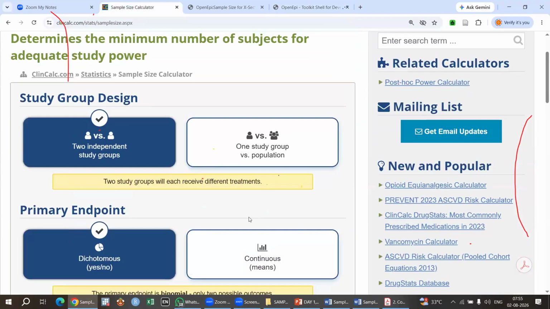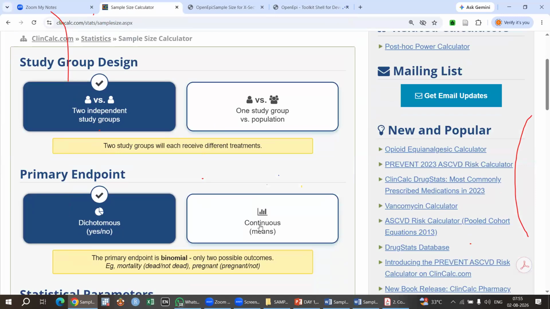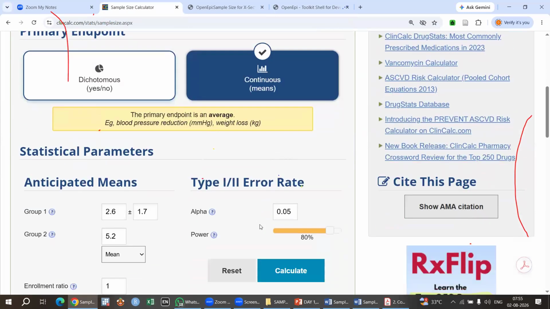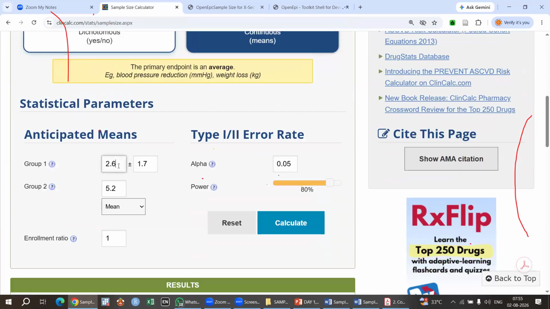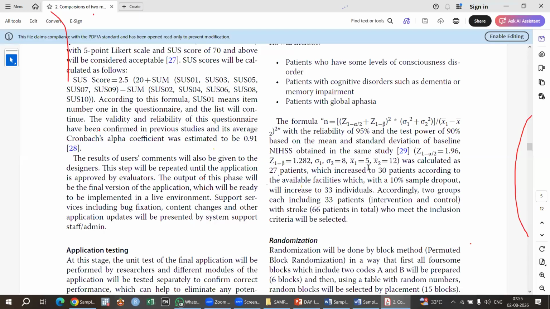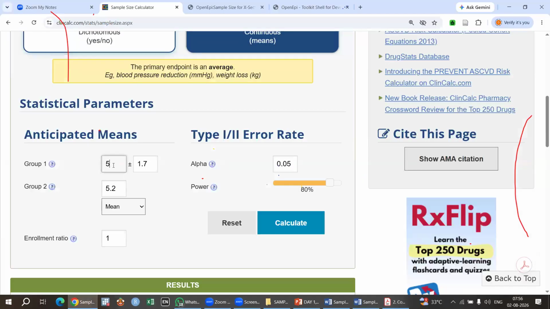In this, it is a continuous type. Just click this continuous. Here, because we have written here, what will be 5 or 12 and sigma 1 and sigma 2 is 8. So you click here 5 plus minus 8, and here 12. Because the SD is equal, 8 is equal, we can use this ClinCalc. Because in group 2, plus minus SD is not given, but they have taken it as equal.